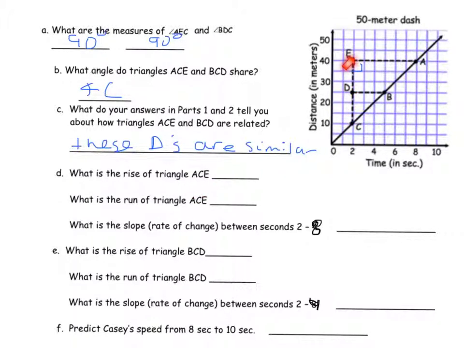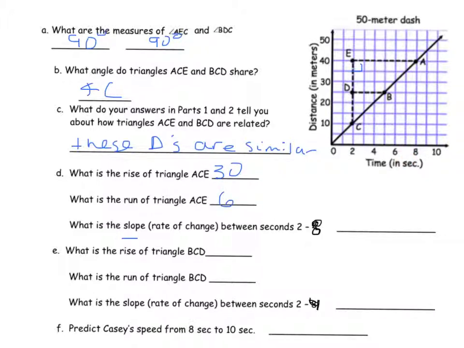So ACE, the rise, starts at 10 and it goes all the way up to 40. So 10 to 40 is a rise of 30. The run goes from 2 to 8. So the difference between 2 and 8, if we counted it or we could subtract, is 6.